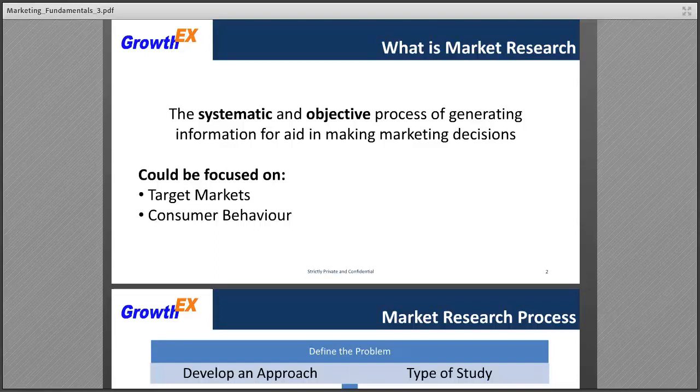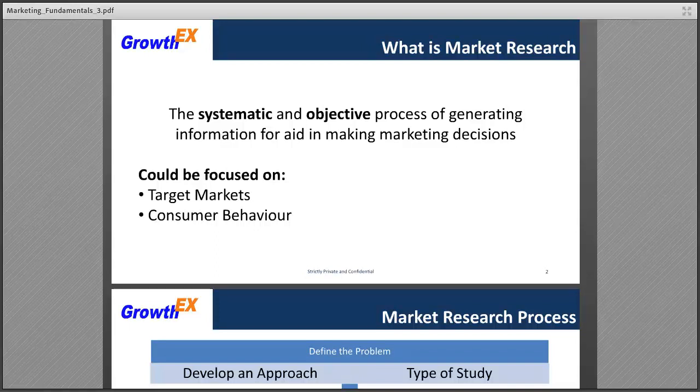Now, whenever we do market research, it could directly be talking about consumer behavior, like what will happen if I reduce the price by X%, or what will happen if I increase the amount which I am providing in the product by Y%, or it could be based on the target market where I am either trying to enter or trying to increase my market share.